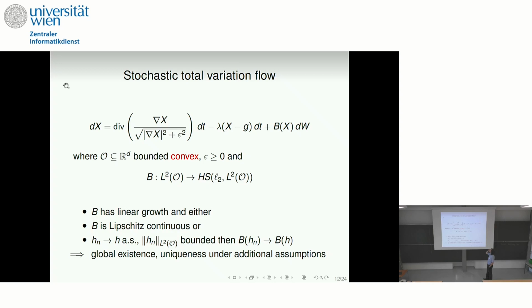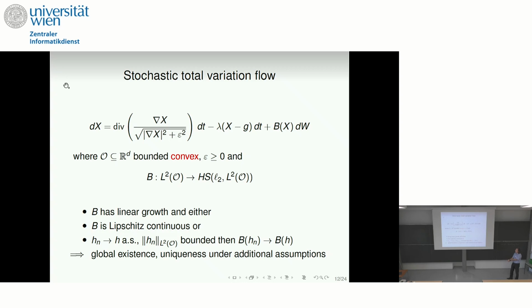The B was not only a linear multiplicator, but basically nearly anything. We only needed to assume that B grows linearly in L2, and either it should be Lipschitz continuous, or have this sort of strengthened continuity. In general, B need not even be very good, it may be just a continuous diffusion. So I think this is quite a general result. Of course, we don't get uniqueness in general, right, if B is too abstract.